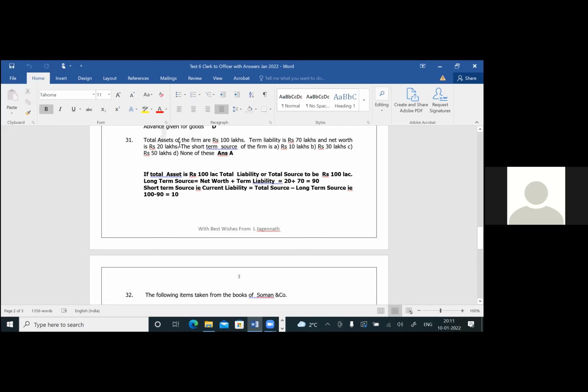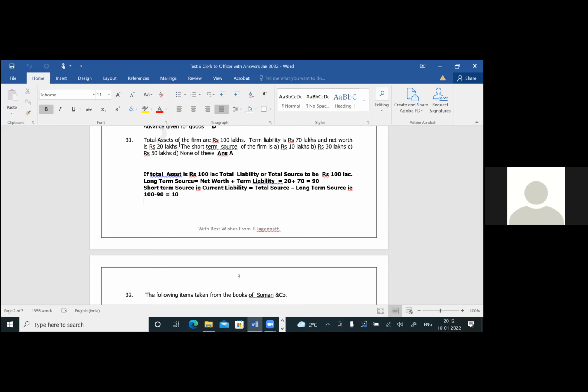You know, the liability side is divided into three categories. What are they? Net worth, then term liability, then current liability. Again, I repeat, keep in your mind or note it down. The liability side is called the sources of funds. The sources of funds, or the liability side, is divided into three categories. What are they? Net worth, then term liability, then current liability.